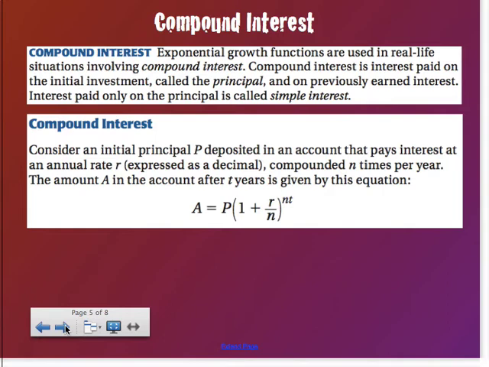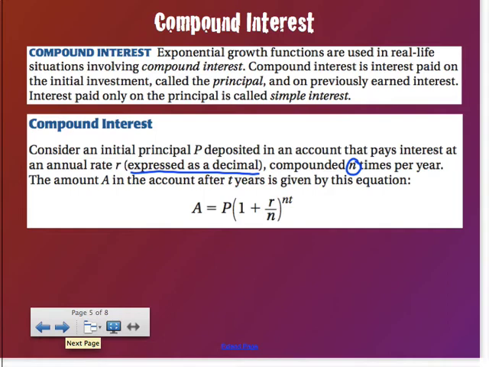It says this: consider an initial amount, P, deposited in an account that pays an interest at an annual rate. Again, notice that the rate needs to be expressed as a decimal. That's big. So if it's 4%, we want to plug it in as 0.04. Compounded so many times a year. That so many times a year is what we're going to call N, and we'll talk about what that means.